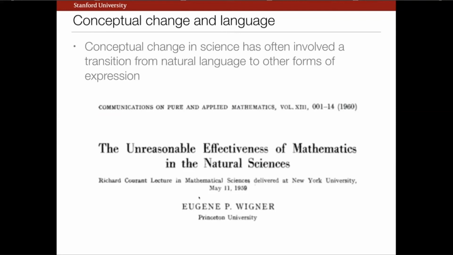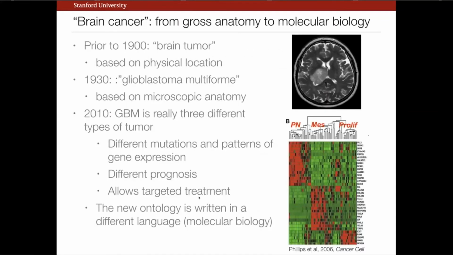In physics, it's moving from natural language to mathematics. In biology, it's moving to other types of languages. So take our understanding of brain cancer, right? Prior to 1900, we talked about "brain tumors," and they were described in terms of where in the brain they were. Fast forward to the 1930s, and people started talking about different types of tumors, like glioblastoma, in terms of not where it was in the brain, but its microscopic anatomy, what kind of cells were involved in the tumor.